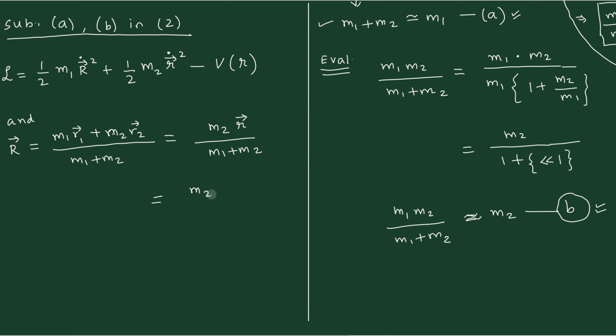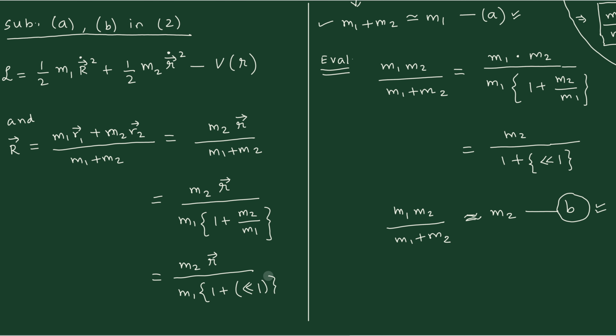So this center of mass is what you are going to simplify. So let us write down that this is m2 into the script r vector divided by, once again you take m1 common here, we will be getting 1 plus m2 divided by m1. And then apply the condition. What is the condition? The ratio m2 by m1 is very small, and therefore we will have m2 into the script r divided by m1 into 1 plus a quantity that is very small. Okay, so that's what you have, and that's all.